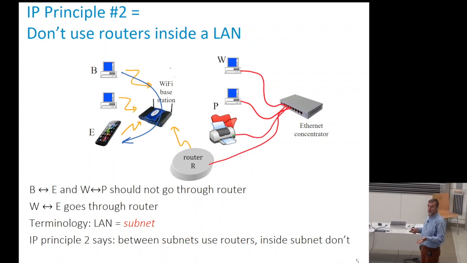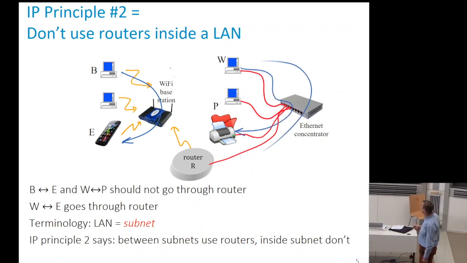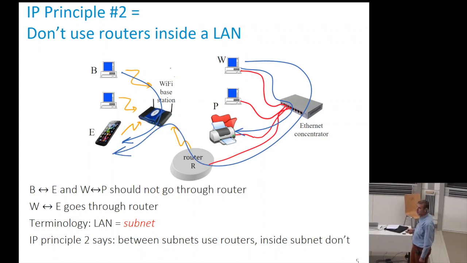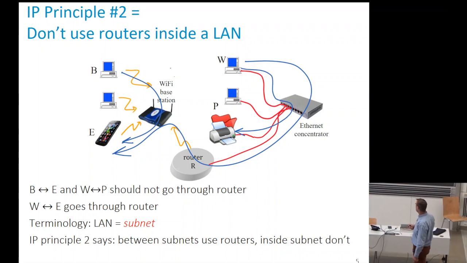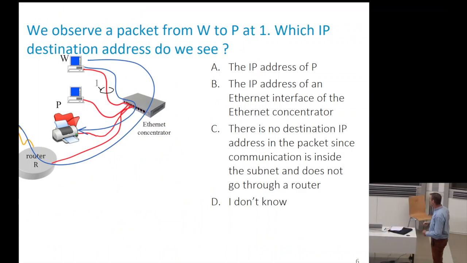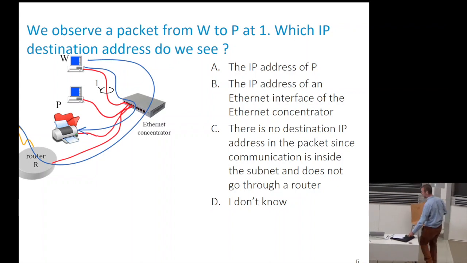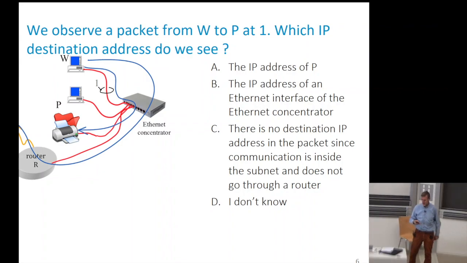So that looks obvious, but that's a principle to remember. Similarly here, if W sends something to the printer, it will not go through the router. But of course, if W sends a message to E, it will have to go through the routers because they are not on the same LAN. If we apply this principle to this small example, what destination address will we see here?